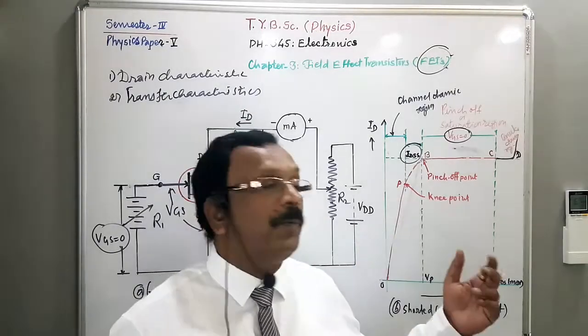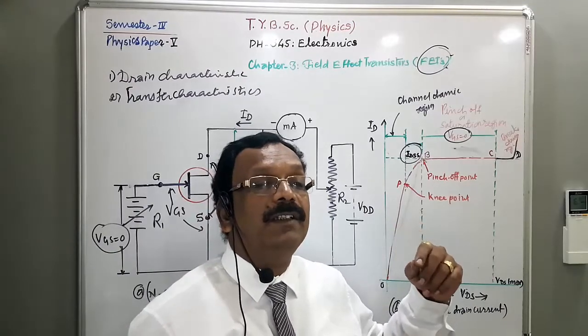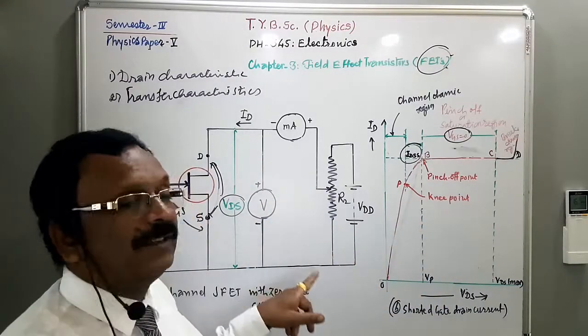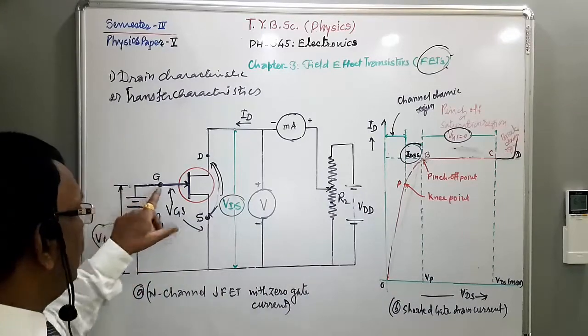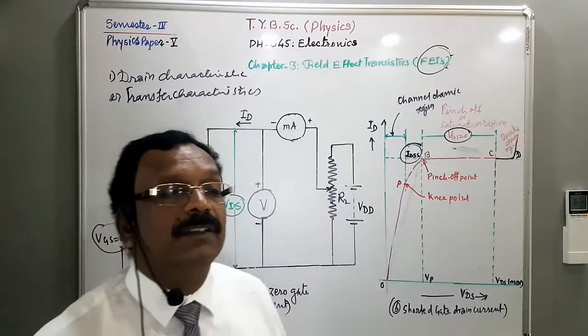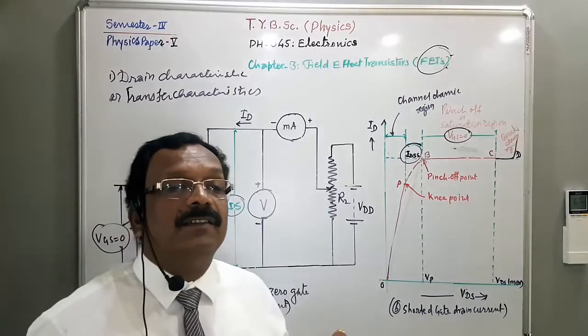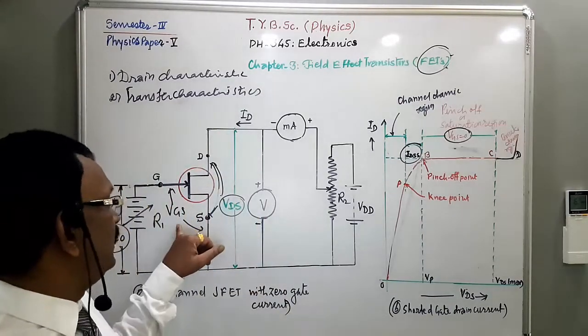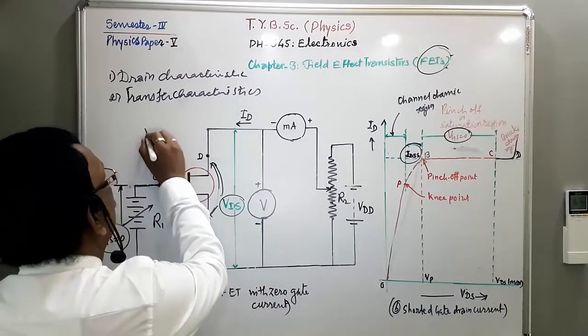And this curve may be obtained. Now this is the first curve. This curve may be obtained by using the same circuit arrangement. Here we connect the variable battery or fixed battery and then potentiometer. First of all, we just adjust the gate to source VGS is equal to 0. First of all, we are going to set VGS is equal to 0.